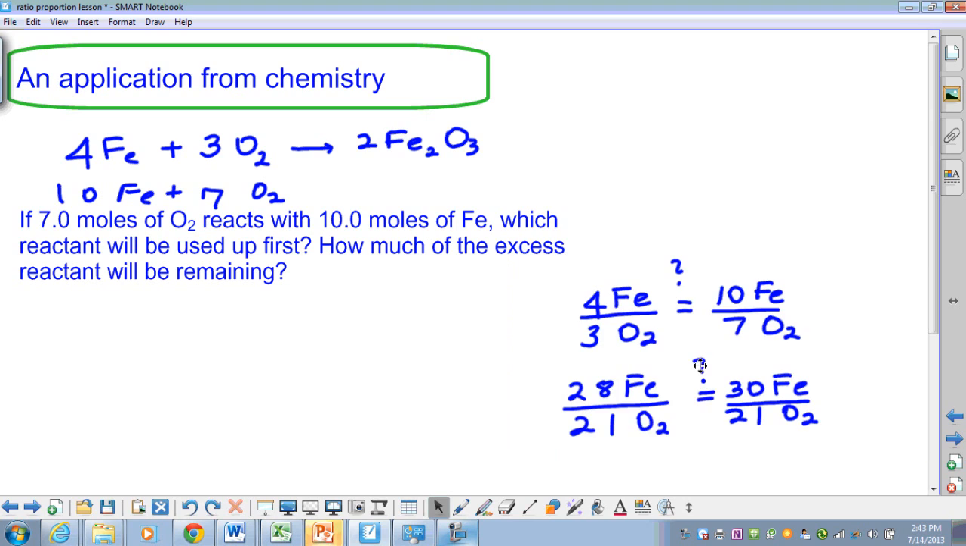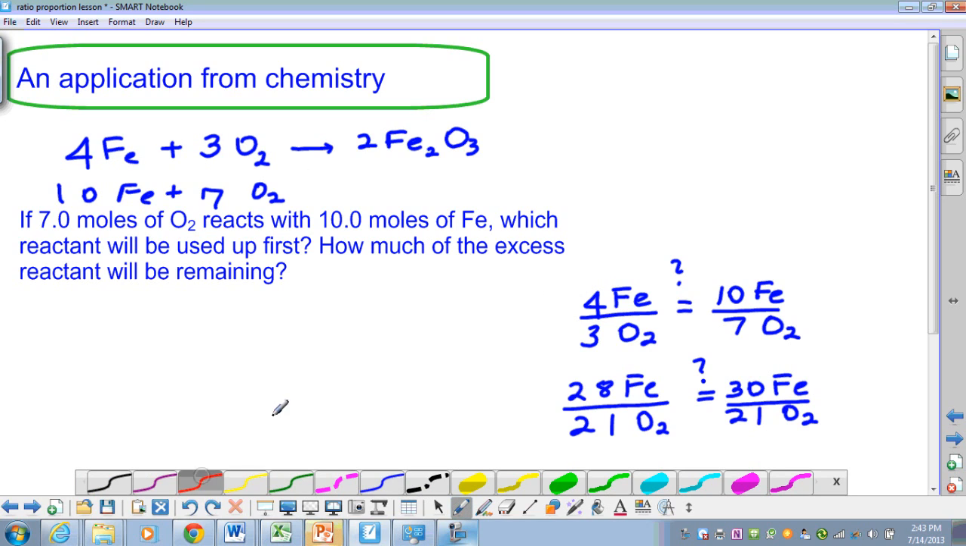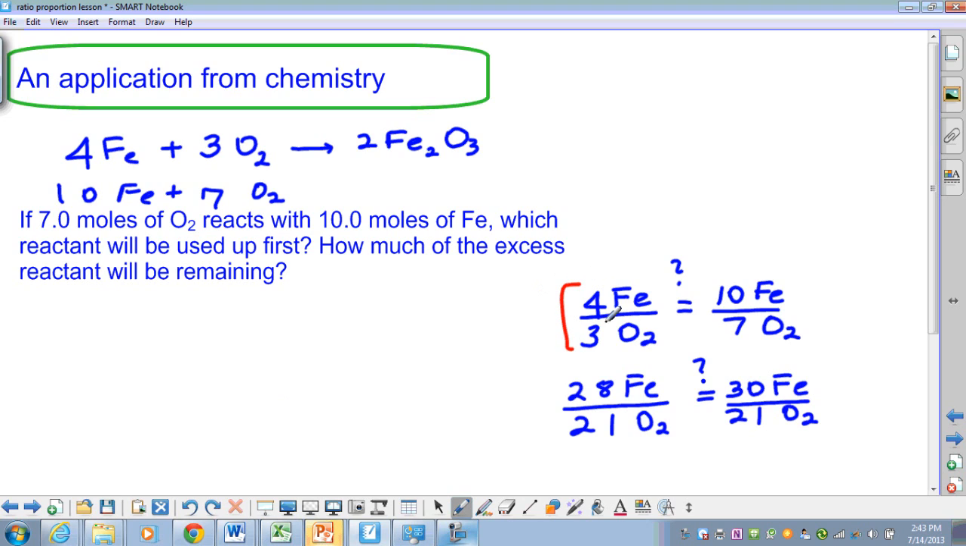So here's what I did. I put the correct ratio on the left-hand side based on the equation, 4Fe to 3O2, and that's what I've entered over here. This is the correct ratio given in the equation. This is the materials that we have in our hand: 10 moles of iron to 7 moles of oxygen. The question is, is this the correct ratio? Is everything going to be used up, or is something going to be left over?